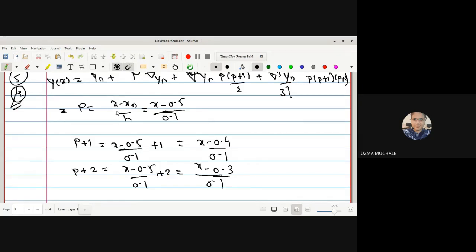There are many more examples in the exercise. You can solve the examples from the exercise.